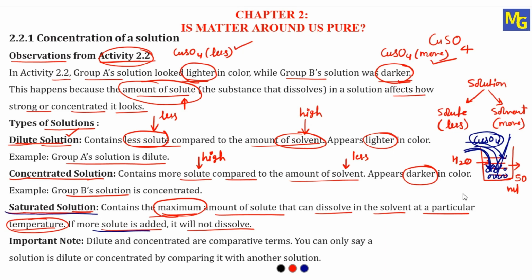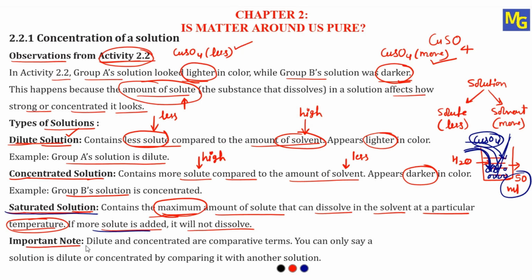But remember, you should not change the temperature, you should not change the amount of water. For a given amount of water, that is the solvent, and at a given particular temperature, whatever maximum amount of solute it can dissolve, that condition is called a saturated solution. I hope you understood this explanation.